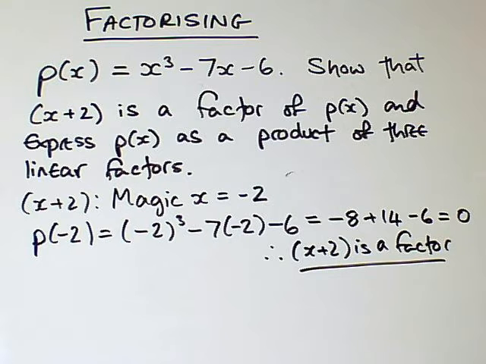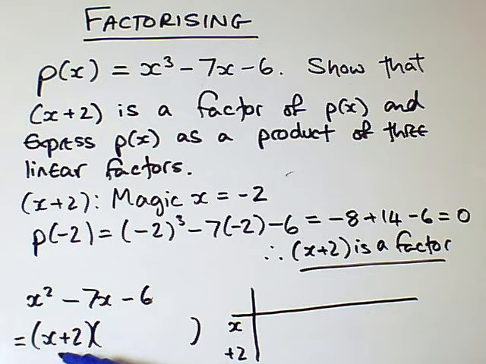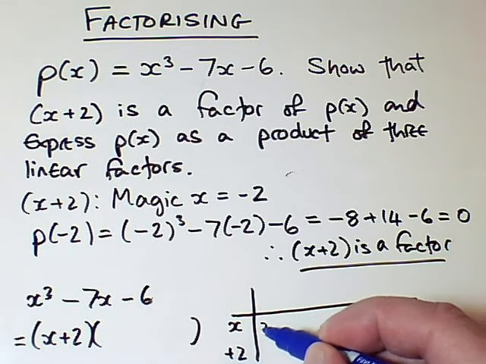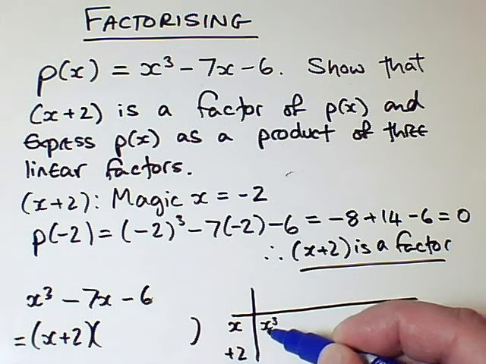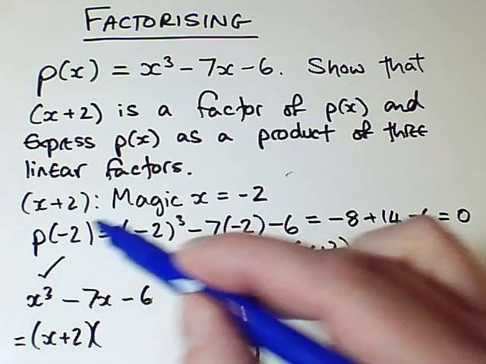Okay, right, on to the factorisation. Here's my p of x. I know it factorises with an x plus 2. So here's the grid that I'm going to use. This is x cubed. In order to get that x cubed, I'm going to need an x squared in the second bracket. So that will make this work out.